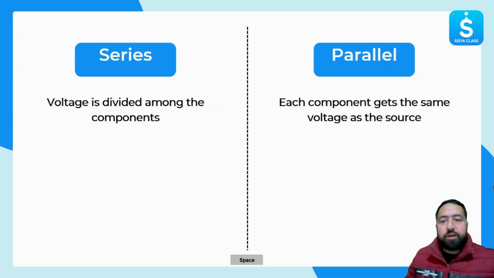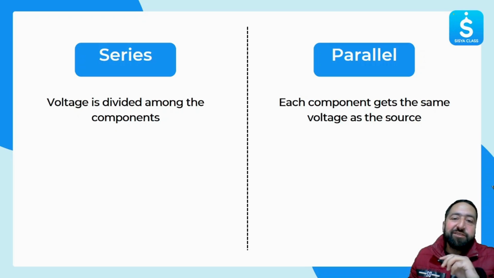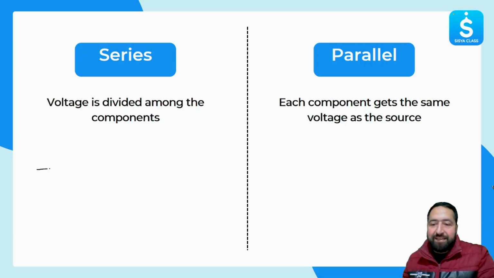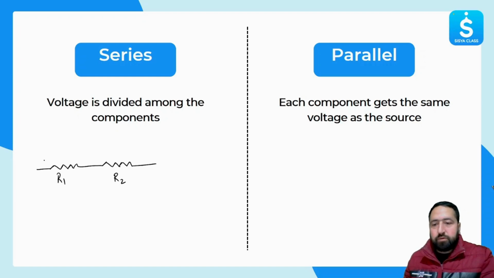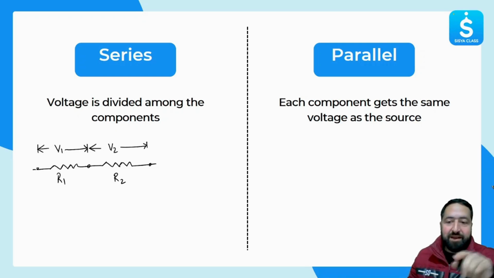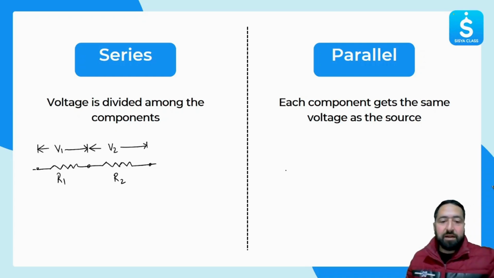Let us move to the next point of difference. In series connection, voltage is divided among the components. You see the difference? In series, current was the same, but voltage is divided. If this is R1 and this is R2, the potential difference across R1 is V1 and across R2 is V2. So you can see there is a difference: here it is V1, there it is V2. But in the parallel connection, it remains the same.